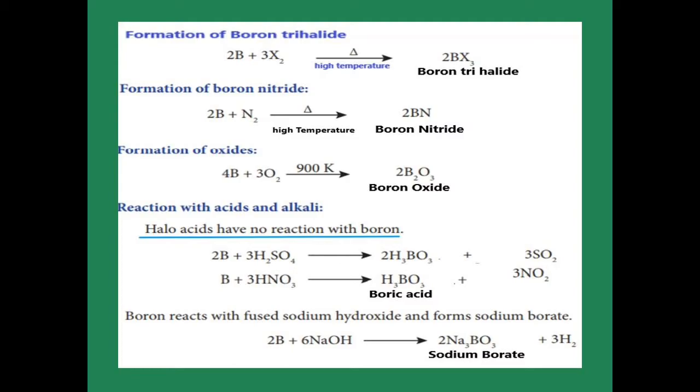Next one, boron oxide. Boron is added with oxygen in the presence of 900 Kelvin. We get boron oxide. Boron valency is +3, oxygen is -2. Applying the crisscross method we get the formula B2O3.